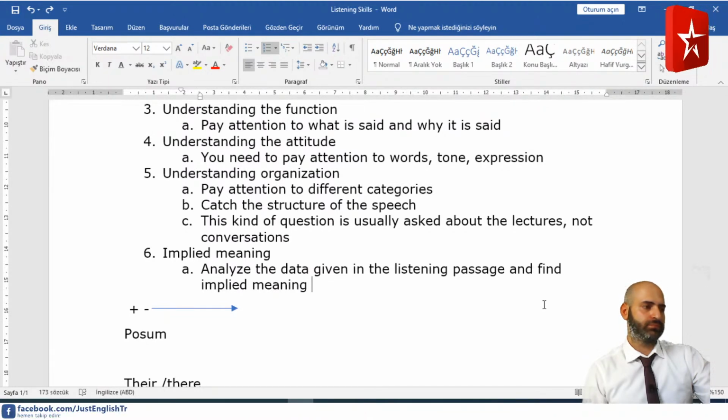Listening exercise 6, passage 1, page 203. Questions 1 and 2. Listen to a conversation between an advisor and a student.